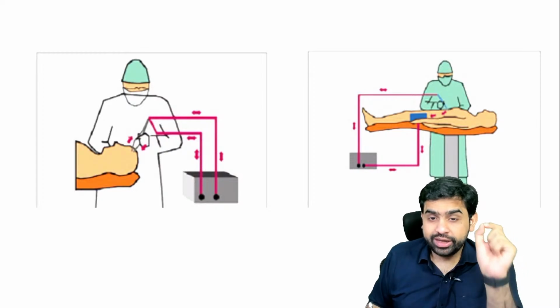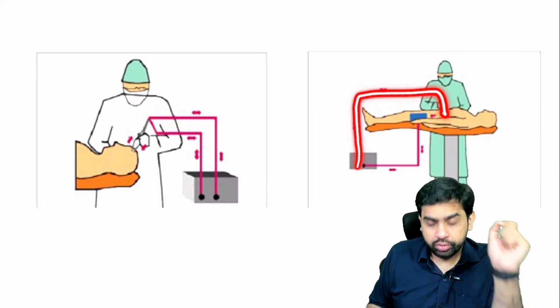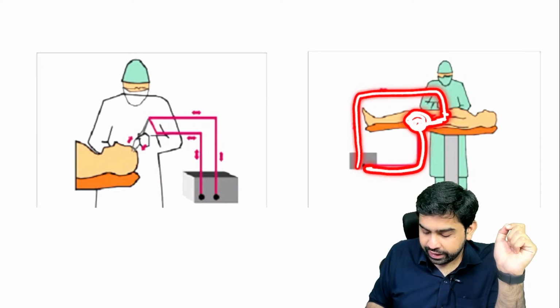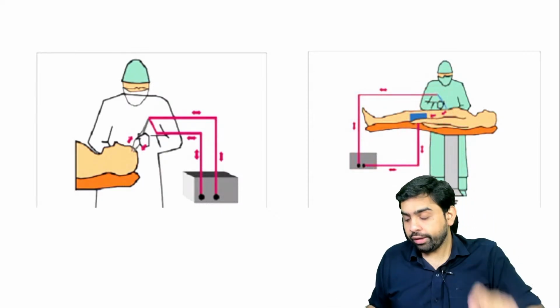But if you are dealing with a monopolar cautery, the current is going to travel, but you have only a single probe. So here you need a patient plate. The current is going to go through the body of the patient, and then it's going to be picked up by this patient plate, and then brought back to the cautery machine. So please try to understand over here.